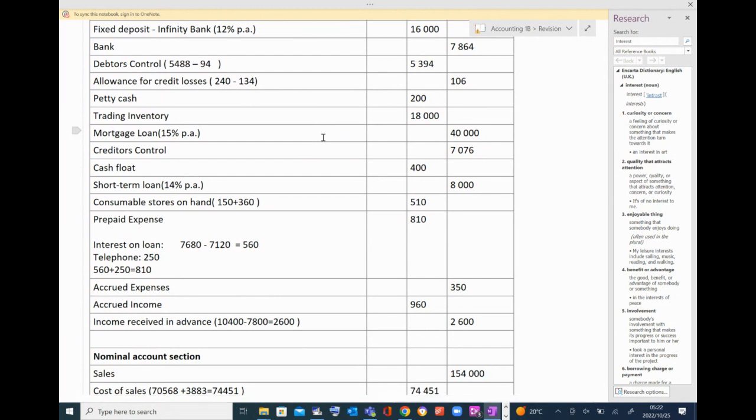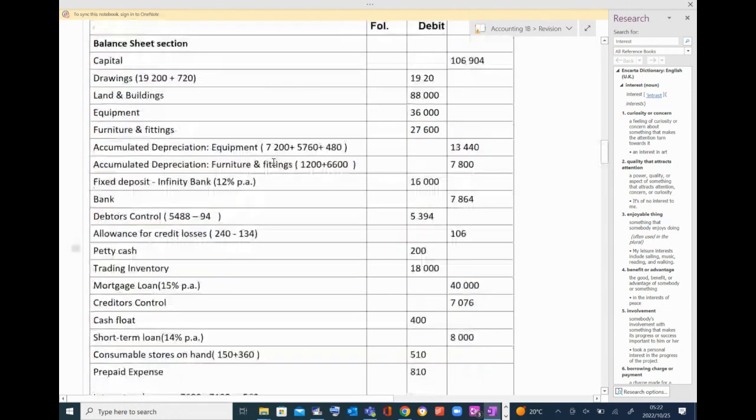So exactly what you guys said, where drawings is increasing, and then obviously your trading inventory is decreasing. So again, yeah, I think we did not do the things that needed to be done.